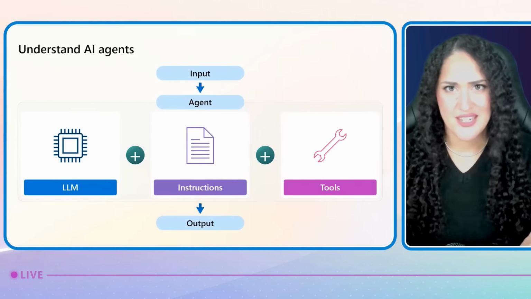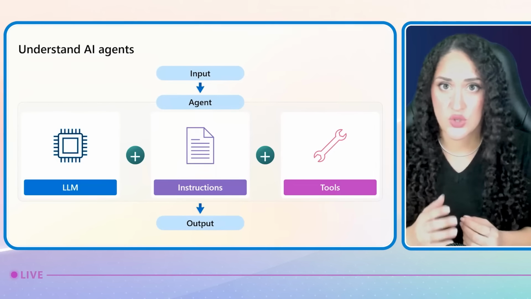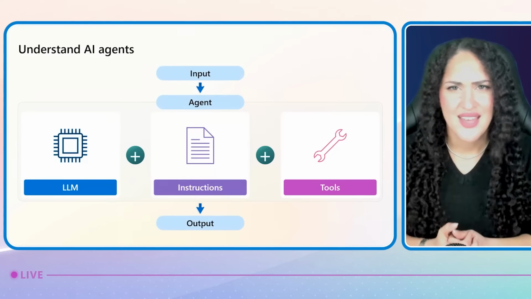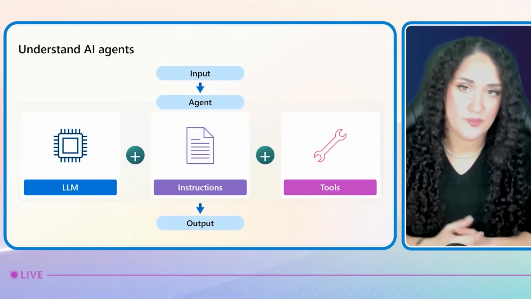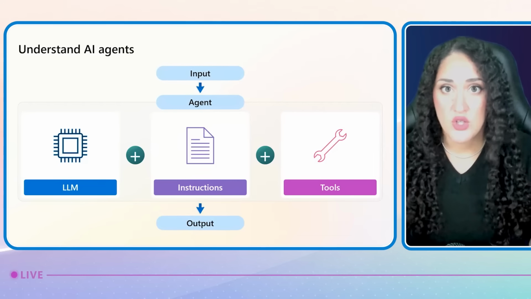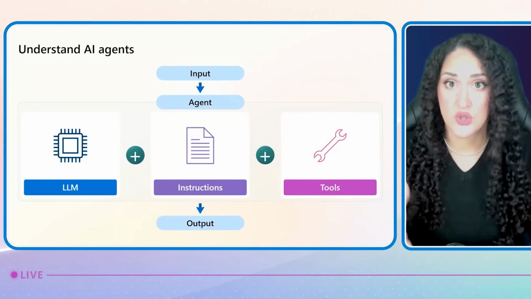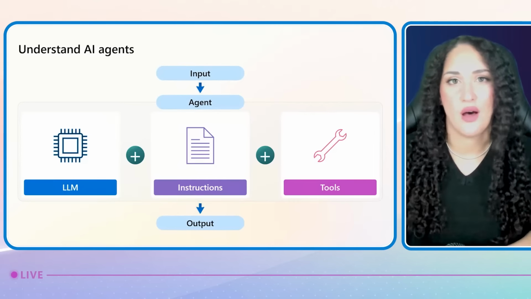This diagram breaks down very easily what an agent actually is: an LLM plus instructions plus tools, taking input and producing outputs. Simple concept, but it is your blueprint of what you need to do. If an exam question asks what makes an agent different from a plain chat completion call, the answer is tools and instructions working together with the model.